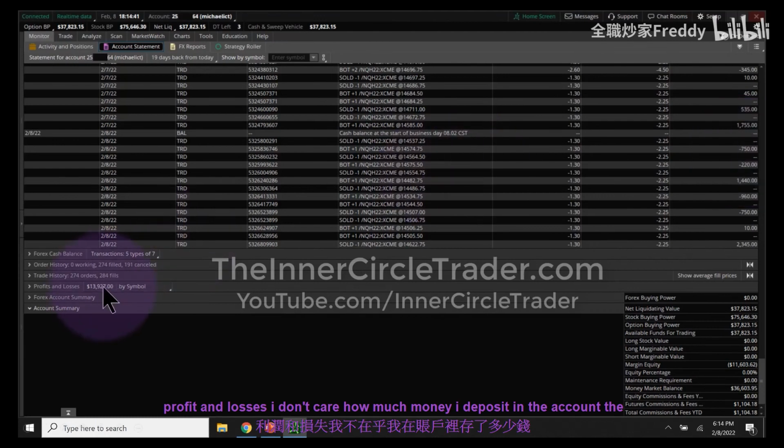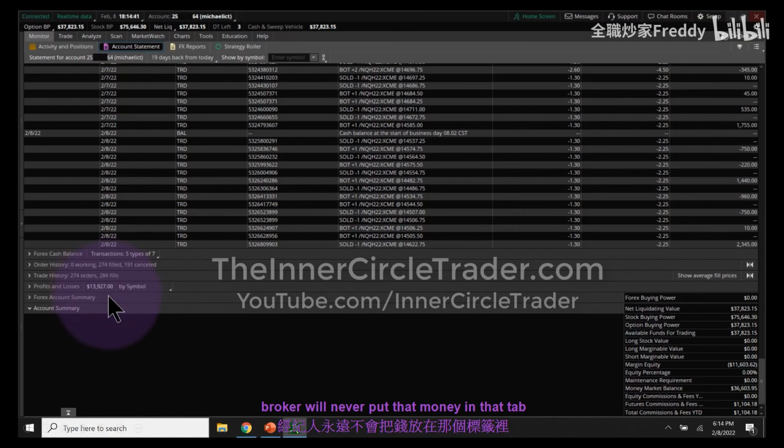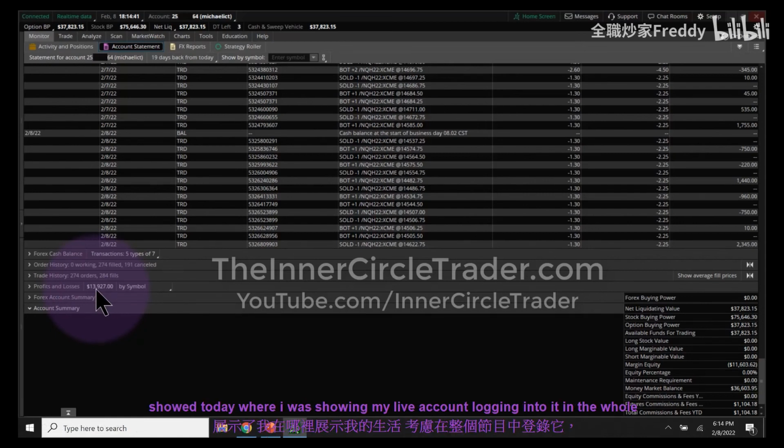And this tab over here where it says profit and losses, I don't care how much money I deposit in the account, the broker will never put that money in that tab. So when you read people making comments on the internet, and I have a few of them in the previous video that I mentioned and showed today, where I was showing my live account, logging into it in the whole show, they said that I'm adding money and this is reflecting the additions.